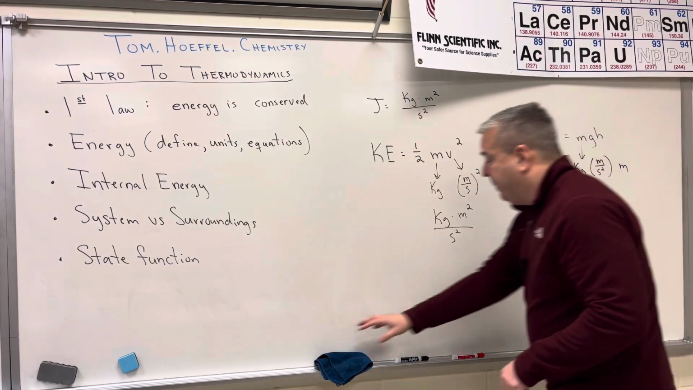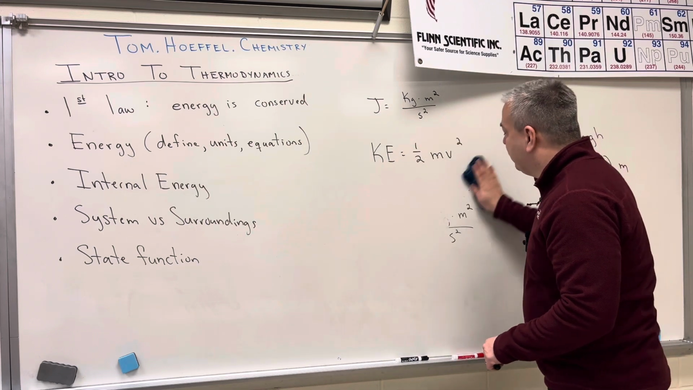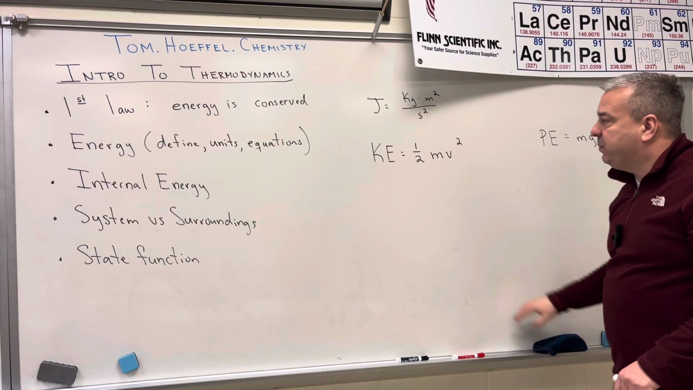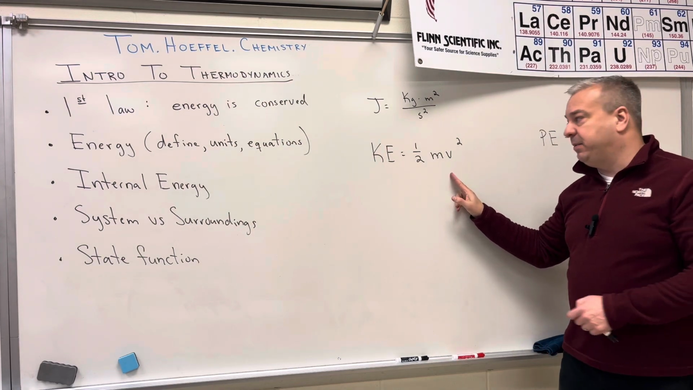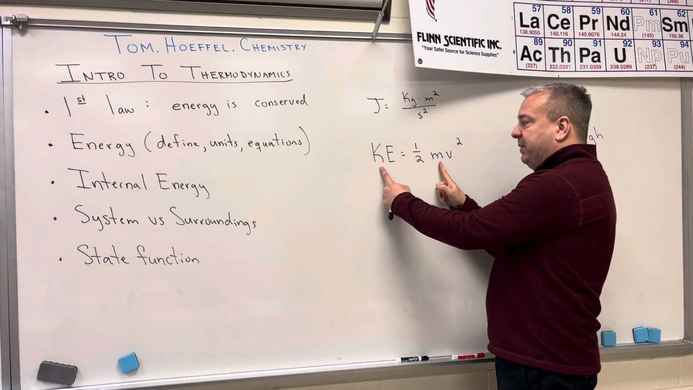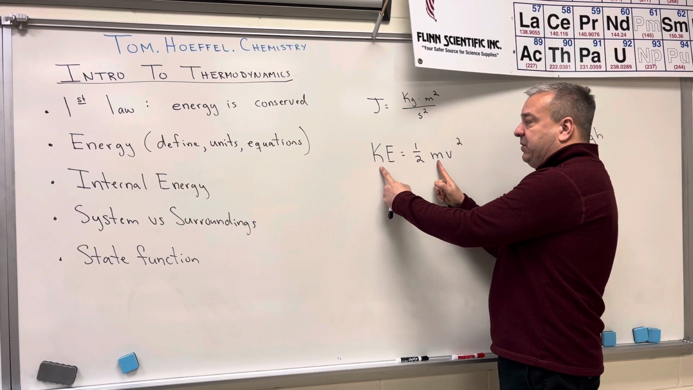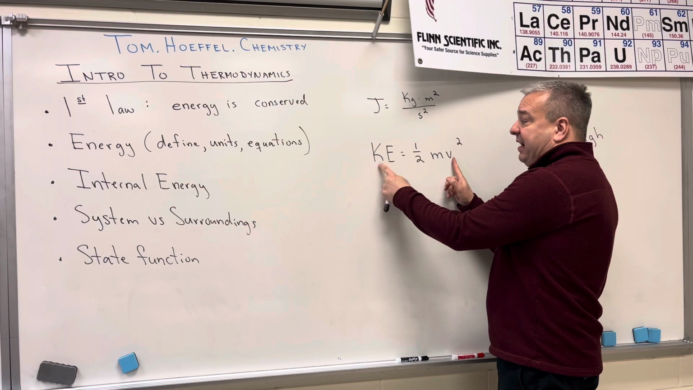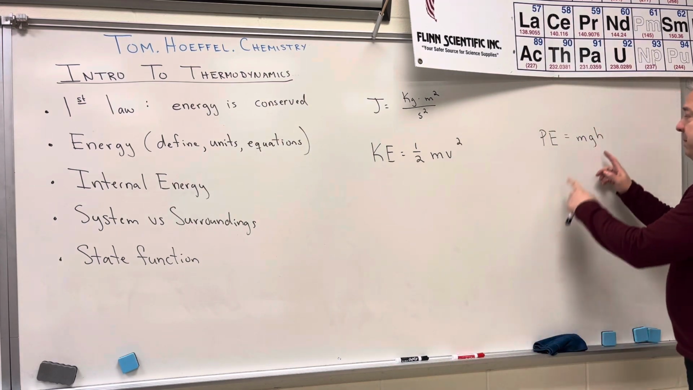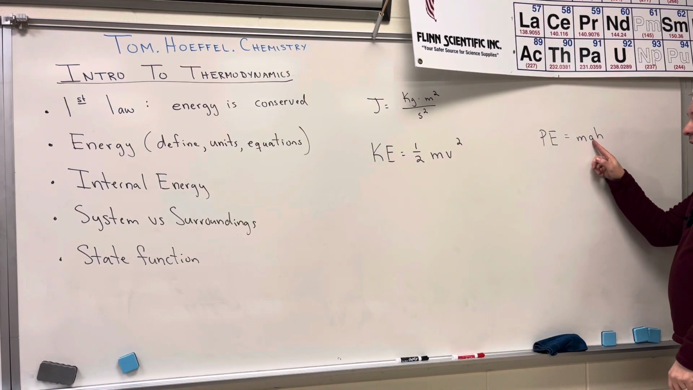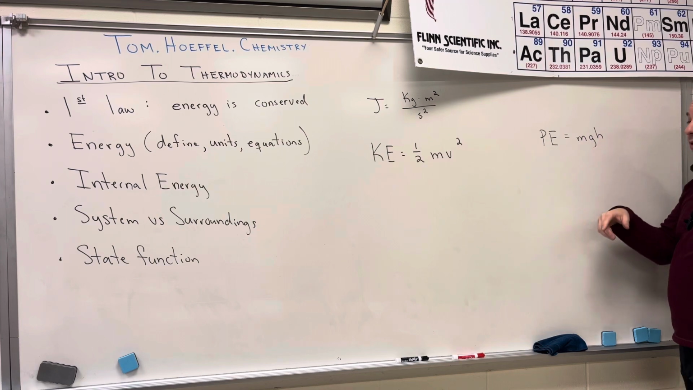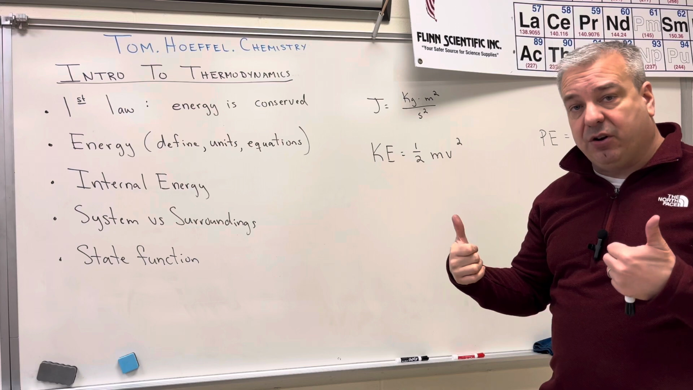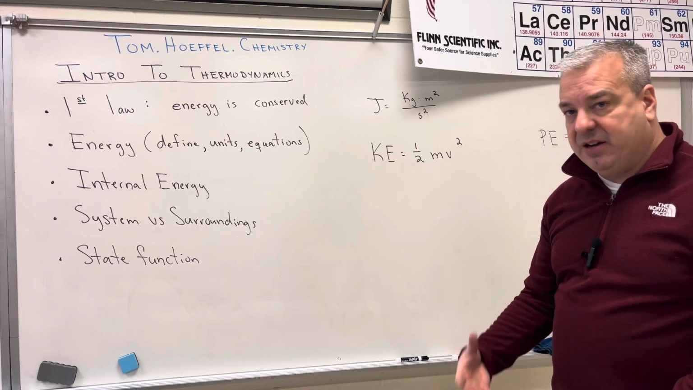Another thing that I'd like to talk about briefly is the relationships between kinetic energy and these variables. Obviously this is a direct relationship. As the mass goes up, the kinetic energy goes up. As the velocity goes up, the kinetic energy goes up. And that would be true over here. As the mass, gravitational force, or the height increases, you're going to have more potential energy. So as one goes up, the other goes up, and we call that a direct relationship.